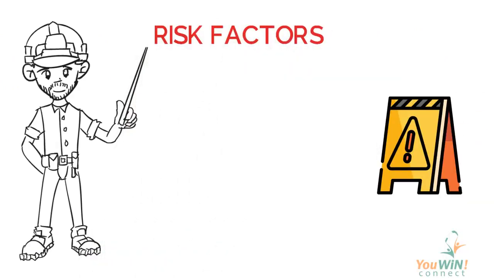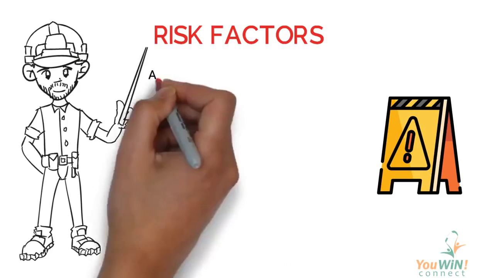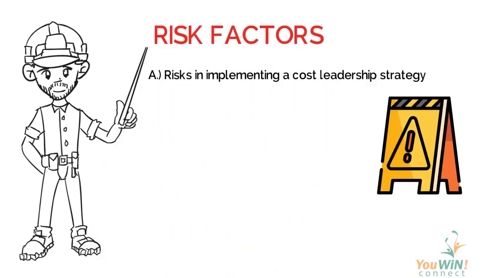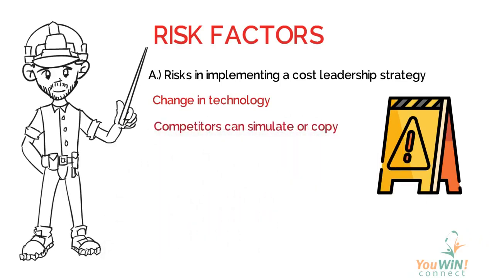Now, what are the risk factors? Firstly, the risk in implementing a cost leadership strategy includes change in technology. If the business does not regularly improve its technology, it can create opportunities for other competitors to make cheaper and better products, thereby losing the market share which they had initially gained. Competitors can simulate or copy using similar technology or materials. That means because of the kind of technology that you have or the kind of product you have, it can easily be replicated by competitors and they will basically launch the same thing you have.